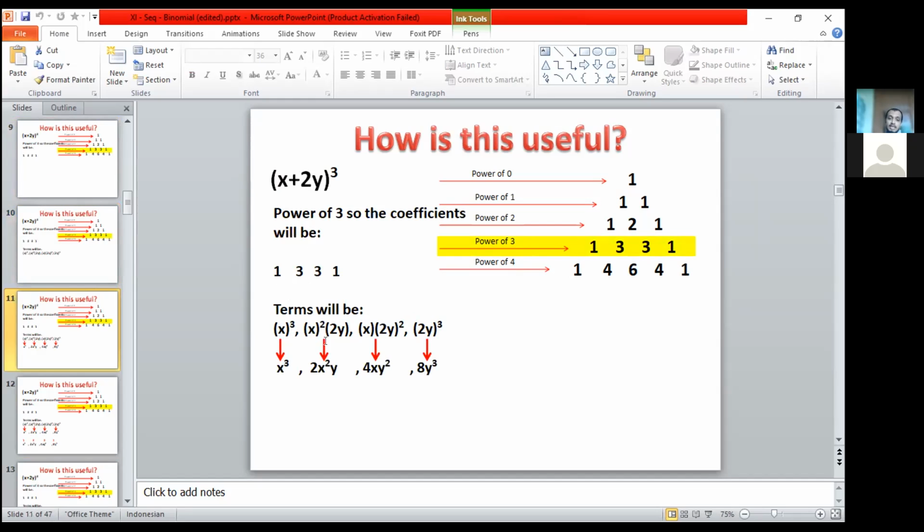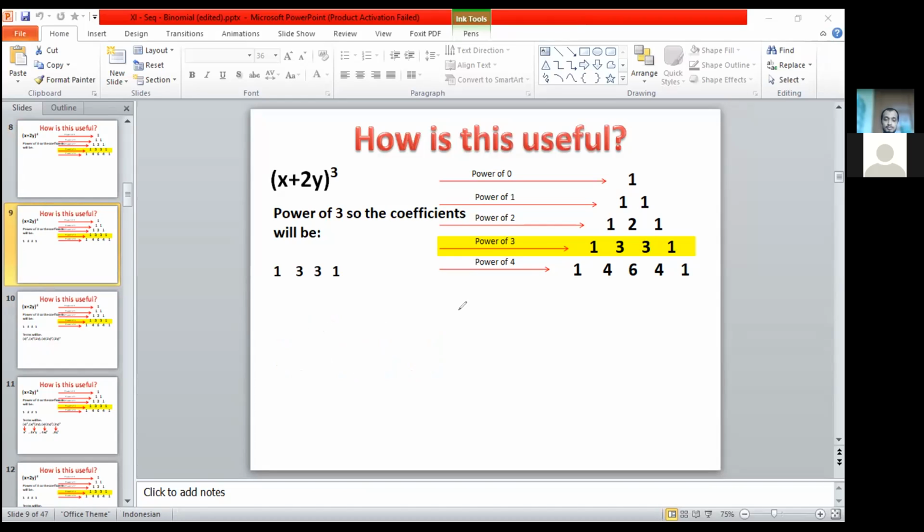And as you can see, for example, here we have 2x squared times 2y, so we have 2x squared times y, and this is not yet multiplied by the coefficient from the Pascal triangle. So you can do it like this, or you can do it directly. So something like this.